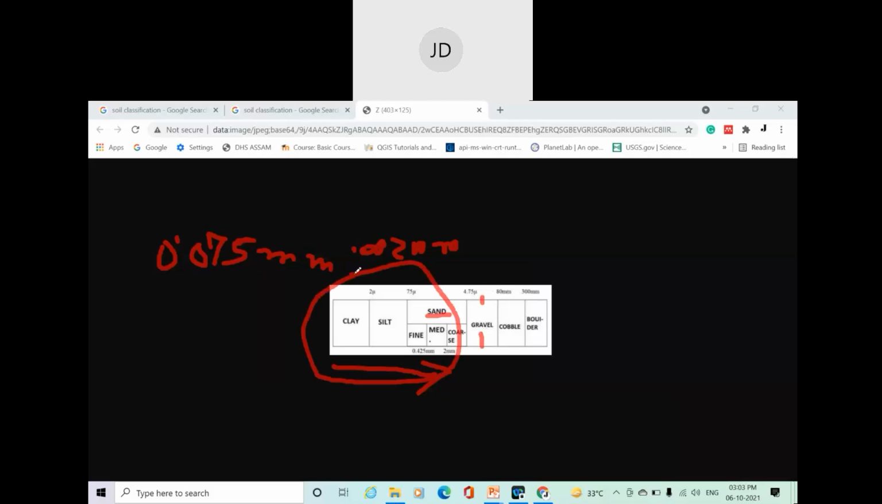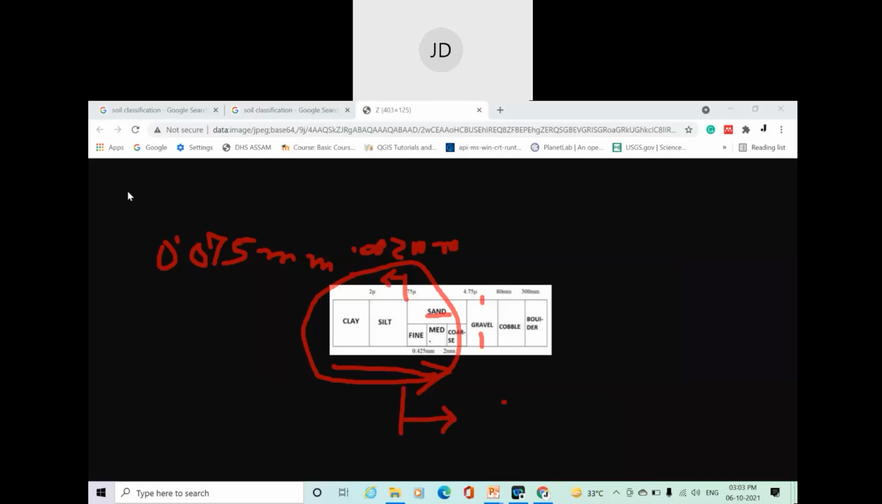Basically, if more than 50% of your soil is smaller than 75 micron, then this particular soil is known as fine grained soil. And if more than 50% of the soil sizes in your sample are larger than 75 micron, then that type of soil is known as coarse grained soil.